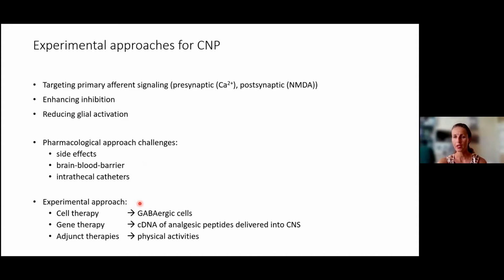The experimental approaches that we are working on in this lab, and that pain research in general is looking at, are to target this disinhibition by providing GABAergic cells, by transplanting the GABAergic cells into our animals. The other way is to use gene therapy: to take analgesic peptides that have an analgesic effect and use their cDNA, and either create a viral vector or some form of delivery agent and transplant those into the spinal cord, or engineer the recombinant cells, as I will be talking about today. And the third option that we are exploring in our lab is to use adjunct therapies, physical activity like treadmill training and potentially swim training, as physical activity has been shown in human patients to also reduce chronic pain.